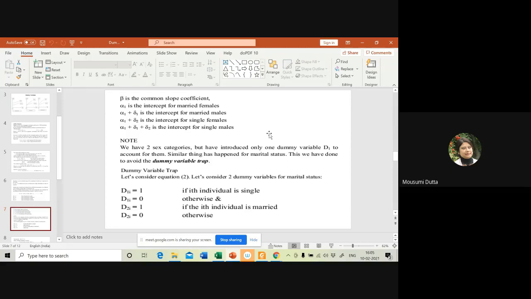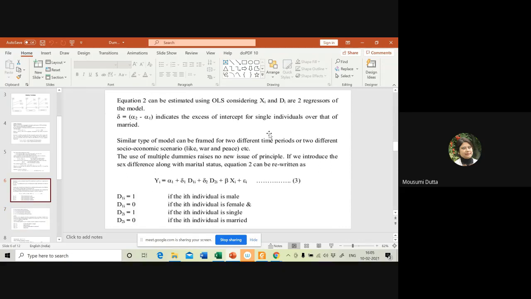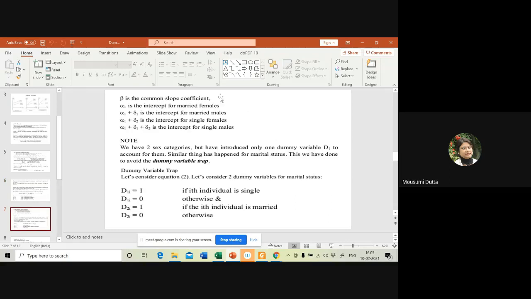Now you can increase one more category here. I considered gender, I considered marital status. Now I can consider the place of residence. So I can add delta 3 D3i, where D3i is equal to 1 if the individual resides in urban area, 0 otherwise, or 0 if resides in the rural area. So if I introduce D3i, you will get alpha 1 plus delta 2 plus delta 3 for one category. Then the rest of the things will appear in the fashion as I mentioned here.